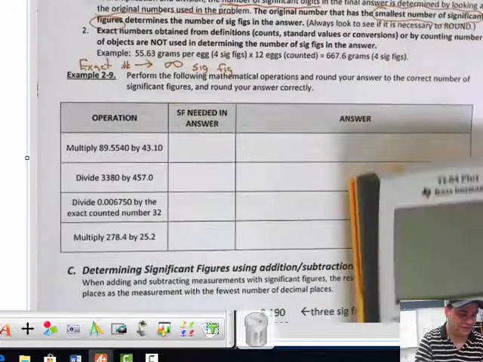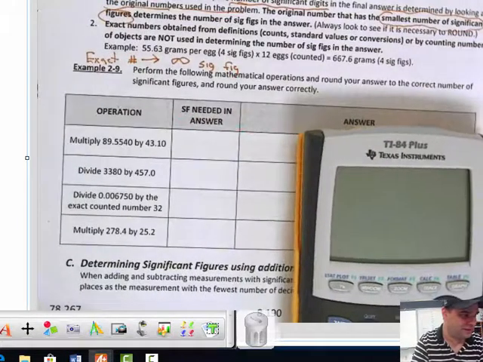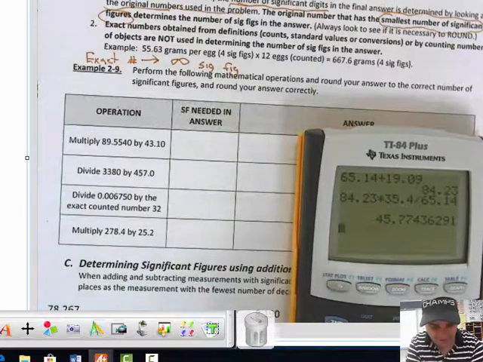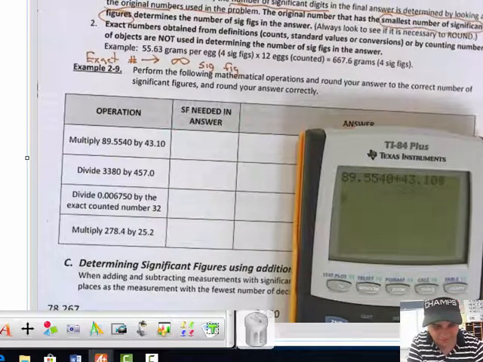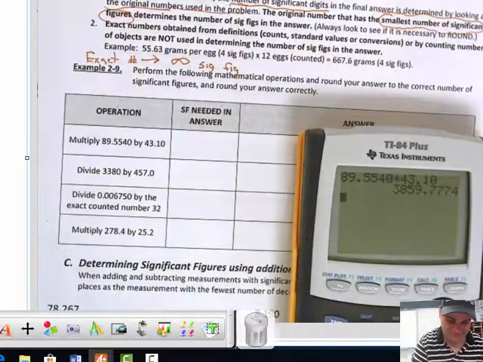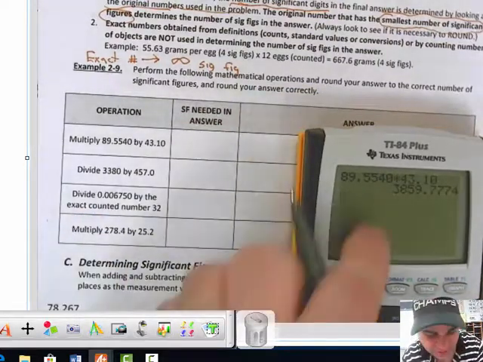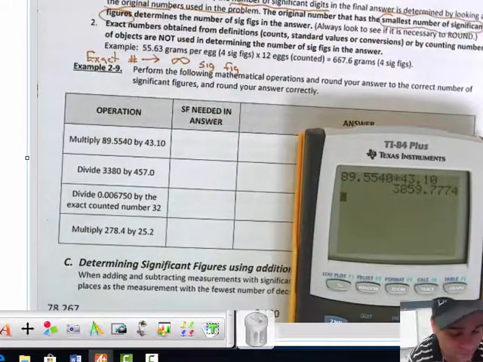We are going to multiply 89.5540 by 43.10. 89.5540 times 43.10. So there's my answer. This is what I would call the math answer, 3859.7774. Never want the math answer.